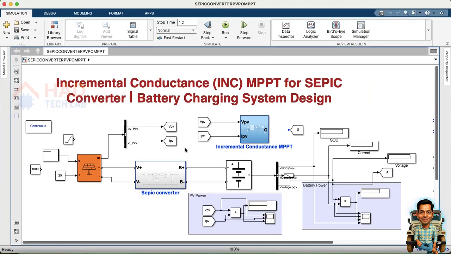Today in this video we will implement the incremental conductance MPPT algorithm for a SEPIC converter based battery charging system in MATLAB Simulink. Before this, I already uploaded two important videos.